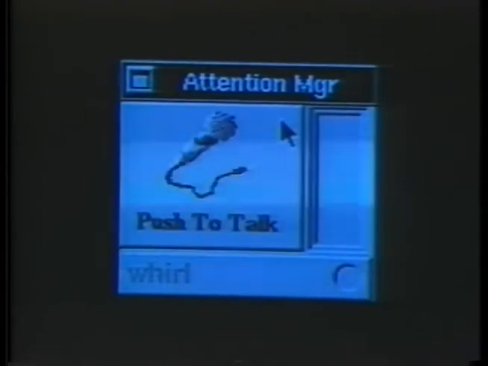In the push-to-start mode, the user indicates the start of an utterance and the system determines the end point.